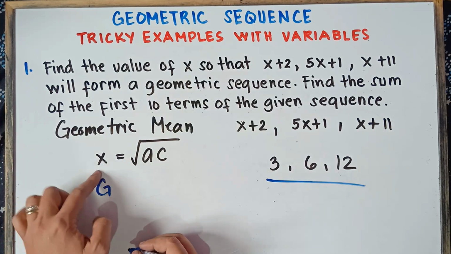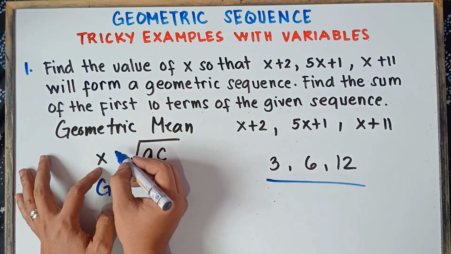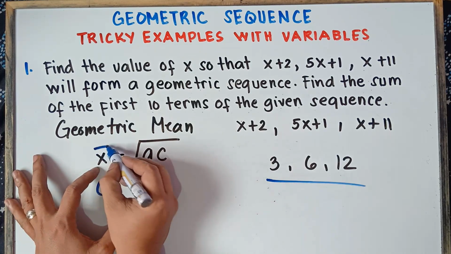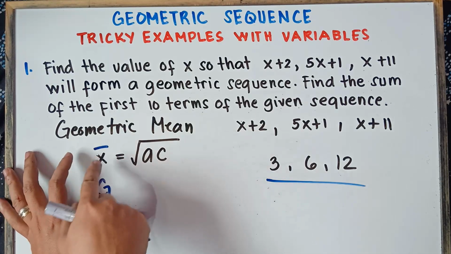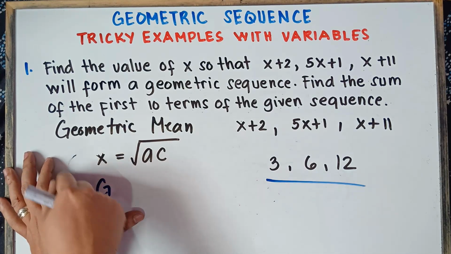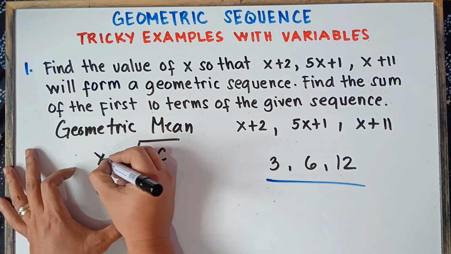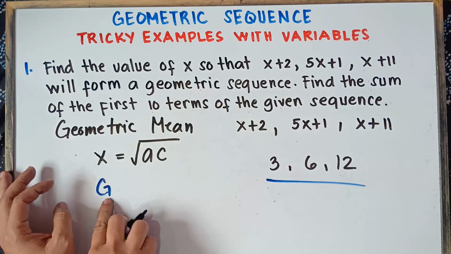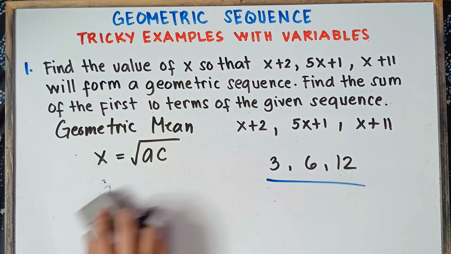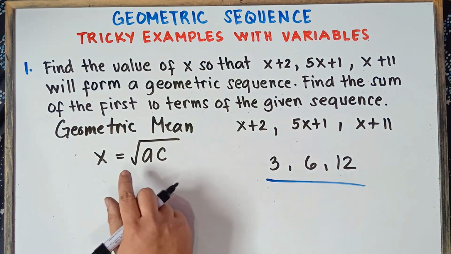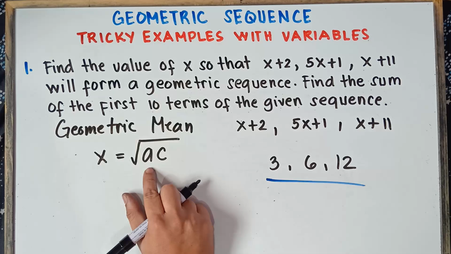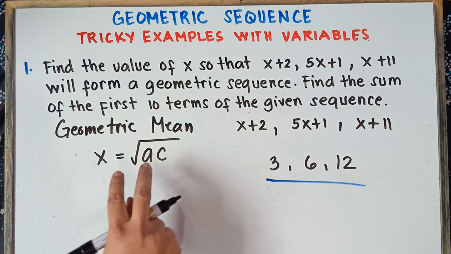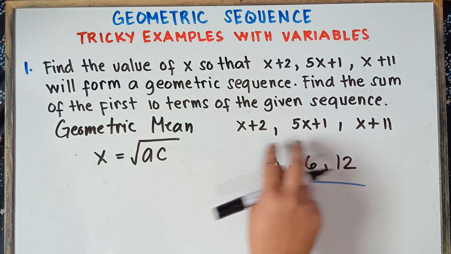That's the same with this one, geometric mean. You can put a bar there, that's okay, an underline on the top of x. It means mean, or we can put simple x, it means mean, or G, that would be geometric mean. So geometric mean is equal to the square root of A times C. That would be the first term multiplied by the third term. So we will be using this one to find the value of x.